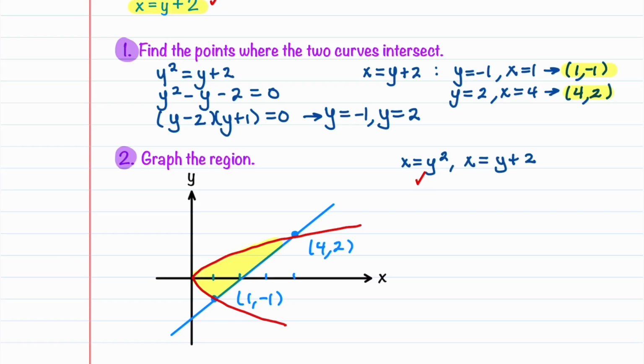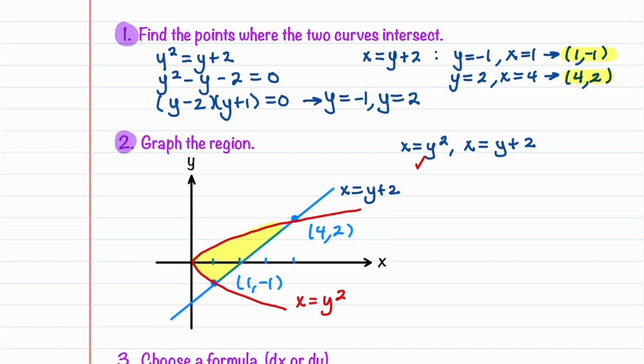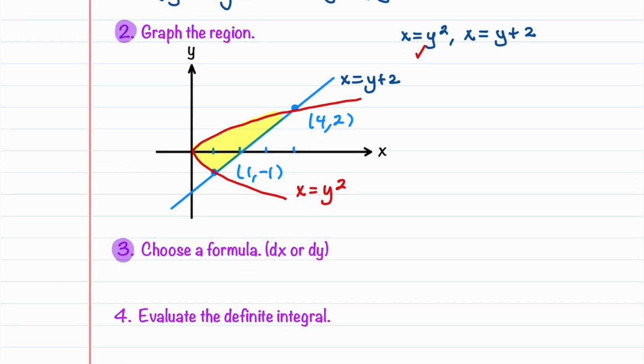Our line is the graph x is equal to y plus 2. And then our parabola is x is equal to y squared. It really helps to put the labels on the graph for when we set up the integral. Our third step is to choose a formula for integration, and we need to decide if we want to integrate with respect to x or with respect to y.